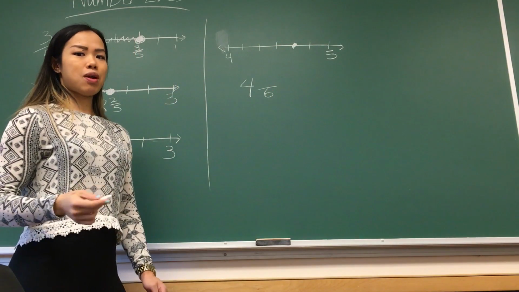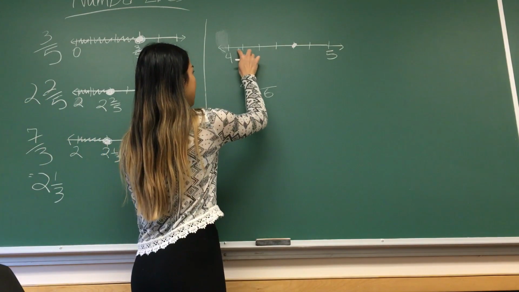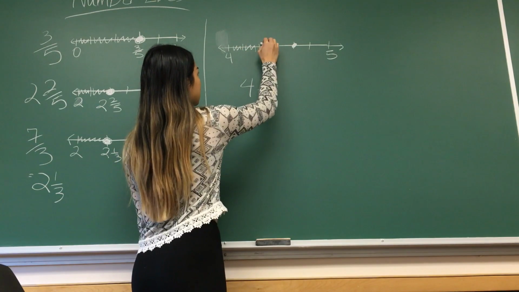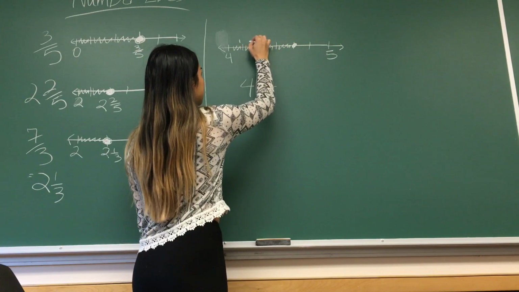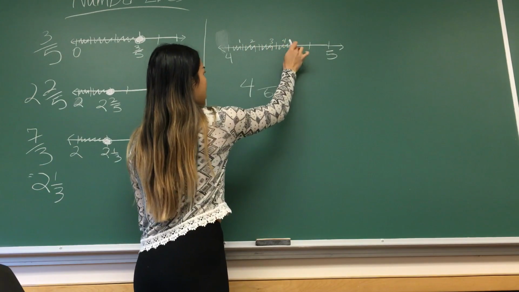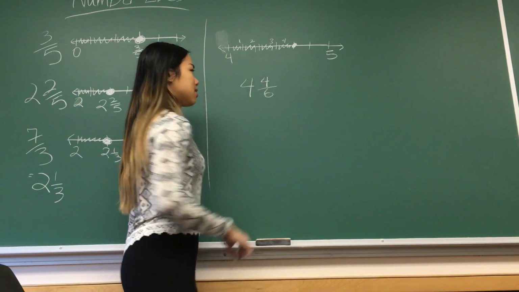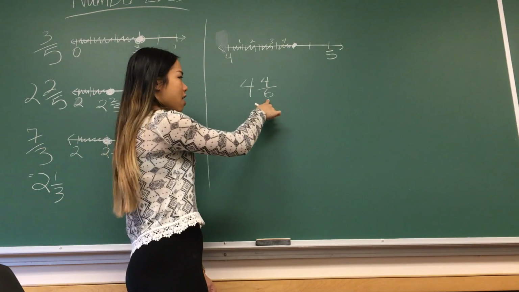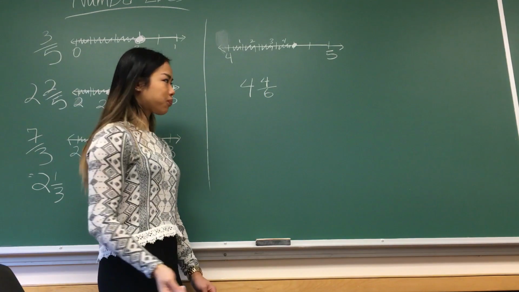Okay, now to figure out how many pieces we have out of the whole. So we have 1, 2, 3, and then 4. So 1, 2, 3, 4, up to our circle. So that means that's our numerator. We have 4 pieces. So look at this fraction right here, this proper fraction. It's not in lowest terms. So we're going to put it into lowest terms.